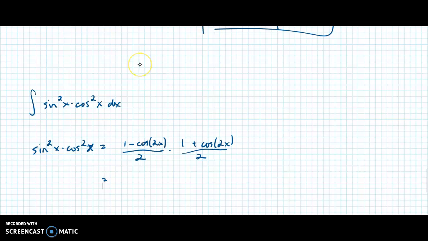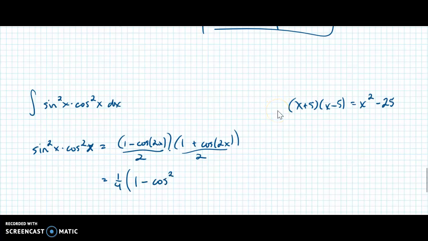And then look, I got a 1 over 4. You should see that. And then I'm going to open a set of parentheses. And look, do you see that if I had x plus 5 times x minus 5, that would be difference of two squares. It would FOIL out to x squared minus 25. You should see that this is 1 minus cosine times 1 plus cosine and they are being multiplied, right? So it takes the same form. So what do I get? I get 1, and then I get minus cosine squared of 2x, close.